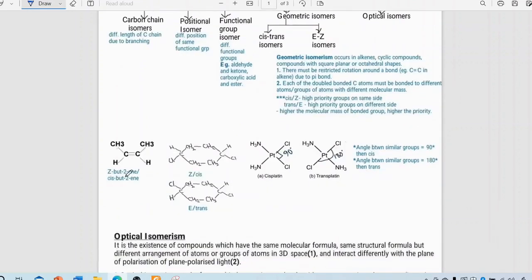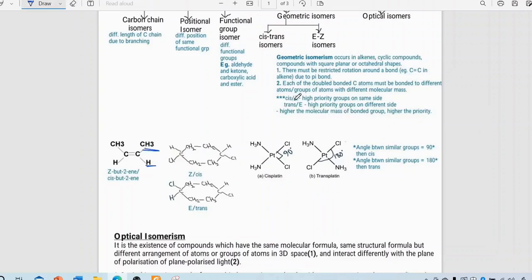So now what about cis-trans and EZ? To understand cis-trans and EZ, we need to understand what we mean by priority. These double bonded carbon atoms have to be bonded to two different groups of atoms, so these groups must have different molecular masses. So CH3 and H: CH3 is 15, and H's relative atomic mass is 1. So 1 and 15, obviously different molecular masses. So what about priority? The higher the molecular mass of the bonded group, the higher the priority.